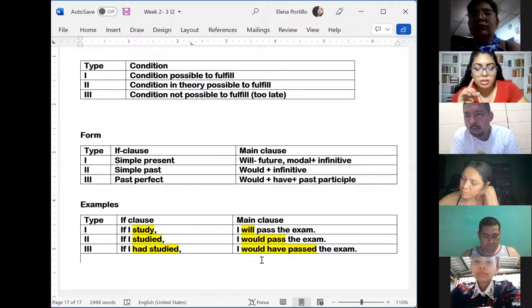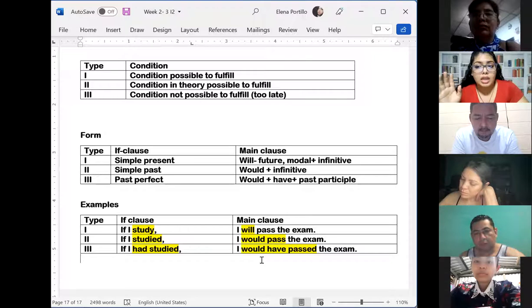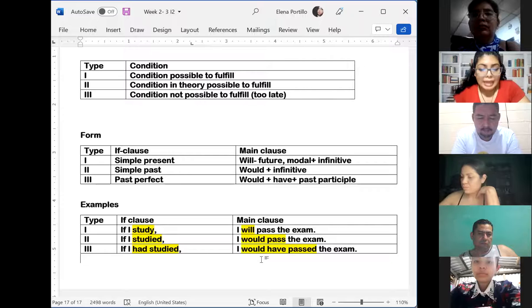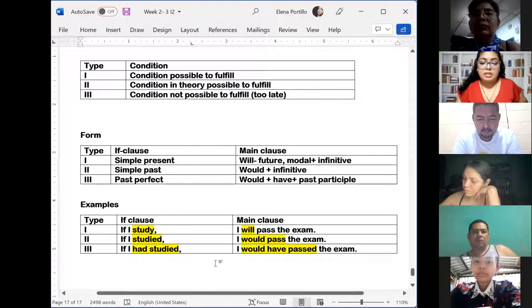In this case, when we are using the if clause, we are going to use a comma. That is very important that we write the comma when we are using the if clause at the beginning of the sentence. Siempre le vamos a poner una coma cuando utilicemos el if clause. Eso nos va a dividir, ¿verdad?, nuestras oraciones. Now, we are going to have the same examples, but in this case, we are going to have the if clause at the end of the sentence.